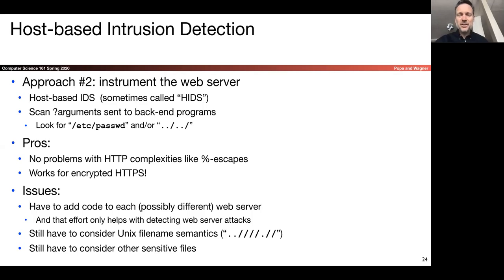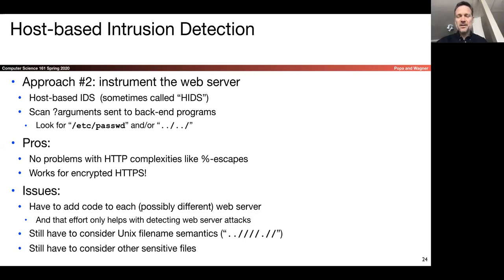Potential downsides, issues, challenges: we have to modify, add code, add software to each web server. So there's no longer a single central point of monitoring. If we have 10 web servers or 100 services that are publicly exposed, we have to go instrument each one of those and put host-based intrusion detection on each one of those machines. And you've got to do it for each service that you're using.